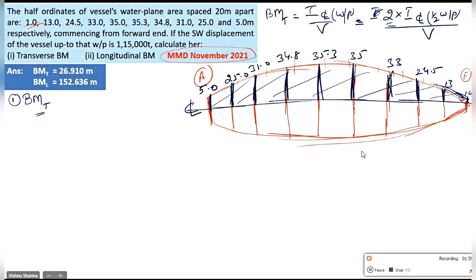Correct, beta? Please make the table. Please make the table with half ordinates, half breadths. My table is ready. You know, I have just hidden it. My table is ready.